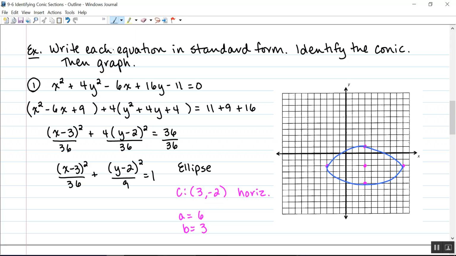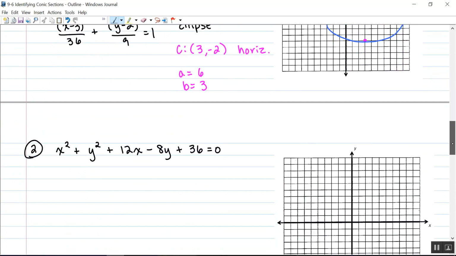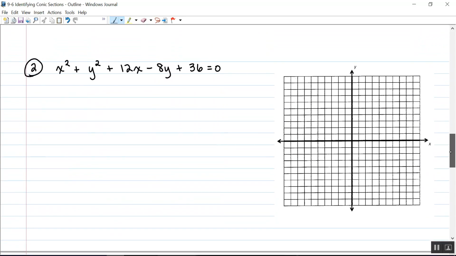Okay, next example is x squared plus y squared plus 12x minus 8y plus 36 equals 0. Again, let's complete the square, and notice there are no coefficients of x squared or y squared. So x squared plus 12x plus y squared minus 8y equals, and let's move that 36 to the other side, -36.